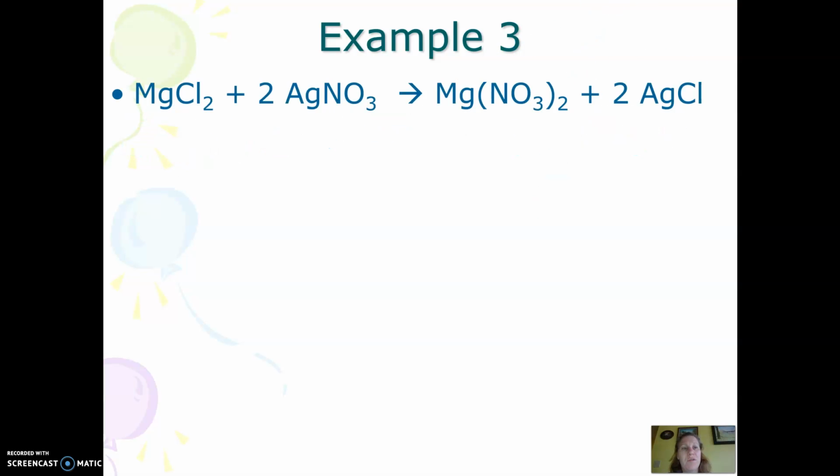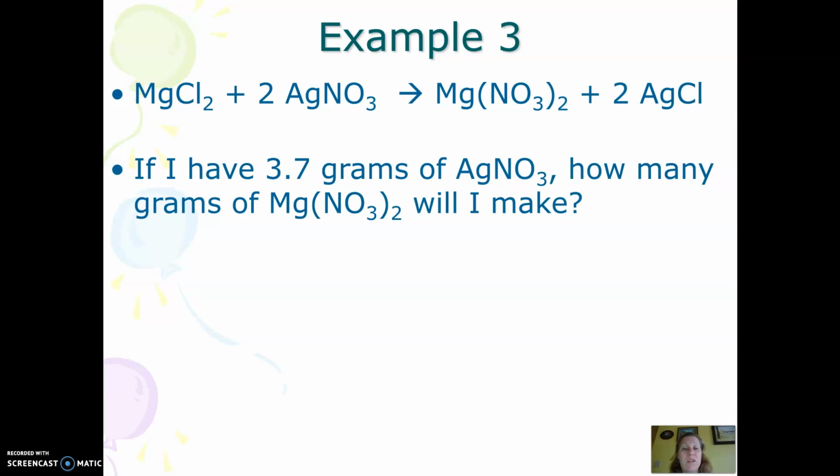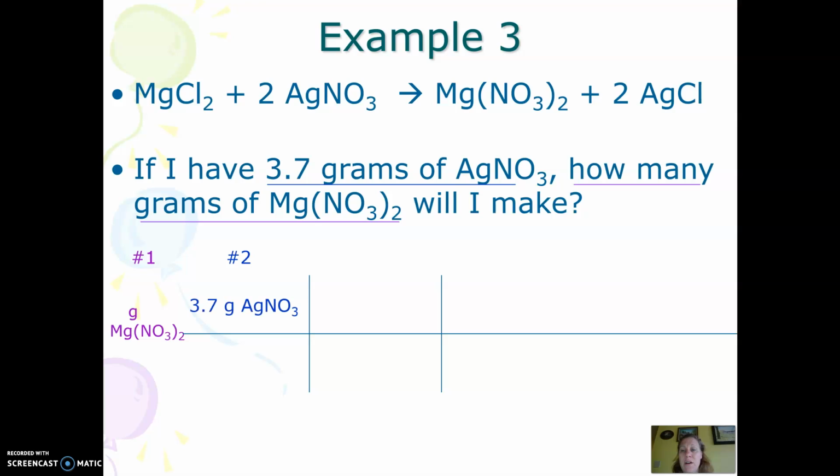All right, last one real fast. So guess what? This one's going to do the whole chart. So if I have 3.7 grams of silver nitrate, how many grams of magnesium nitrate will I make? Again, that's what you're looking for, grams of Mg(NO3)2. Notice how the line is longer, so our starting point is 3.7 grams of silver nitrate, and so you do the molar mass, grams to moles. Silver nitrate is 170 grams, 1 mole on top.